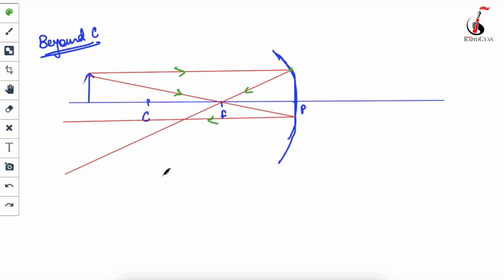Where is your point of intersection of the reflected rays? So this is the point of intersection of the reflected rays. Okay, so what is its position? Its position is between C and F.